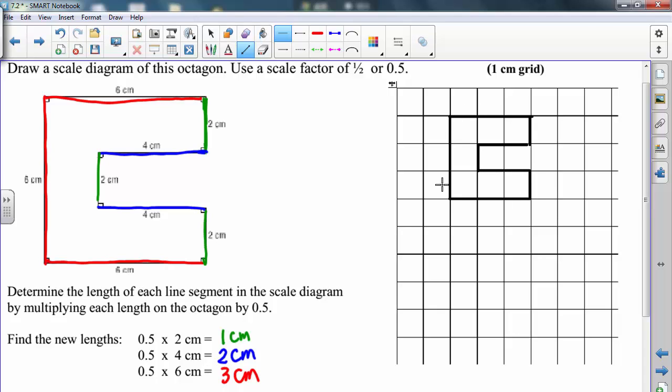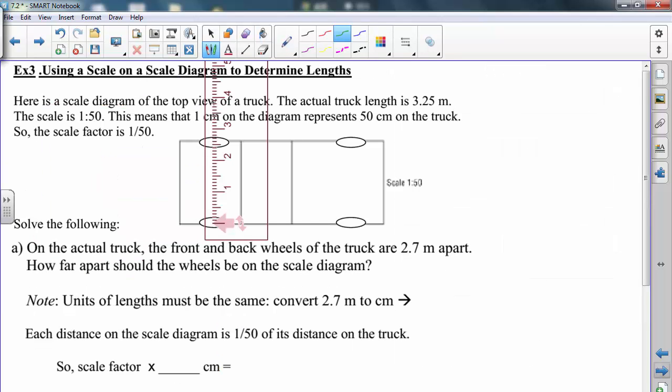So this is the scale diagram of the original octagon. And you will see this one is a reduction of the original octagon. And the scale factor is 1/2 or 0.5. So right now, let's apply the scale diagram to determine length in a real-life problem.